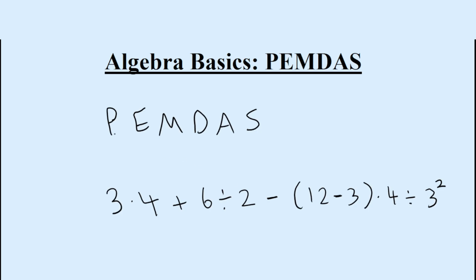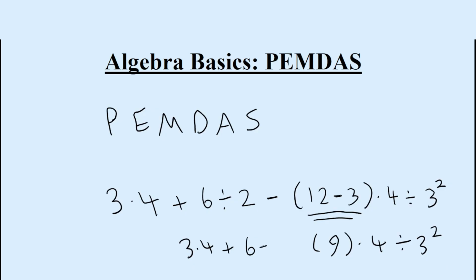So let's start with the first letter in PEMDAS, P. That stands for parentheses, and that tells you to evaluate whatever's inside the parentheses first. So we have one set of parentheses right here, 12 minus 3. And if you evaluate that, that comes out to 9. So 12 minus 3 is 9. And let's bring everything else down. 4 divided by 3 squared. And 3 times 4 plus 6 divided by 2 minus, there we go. We just brought everything else down and we evaluated that part first, 9.